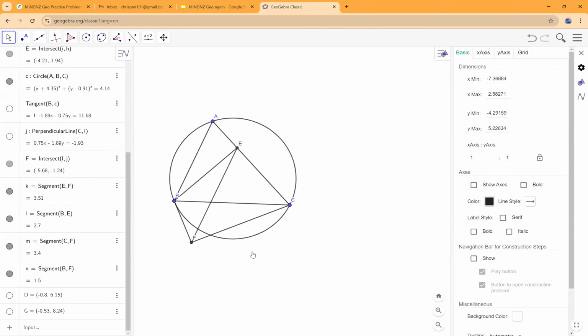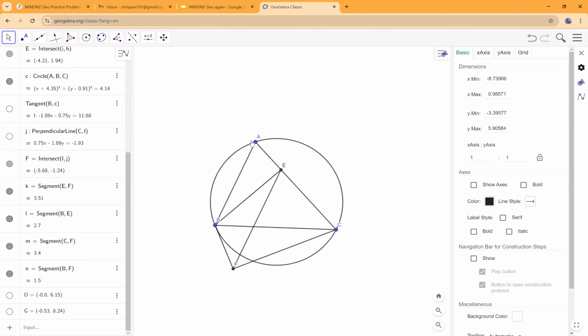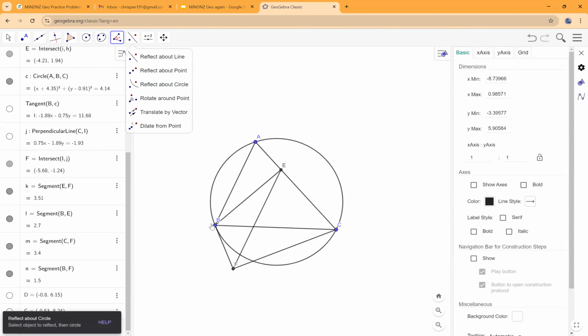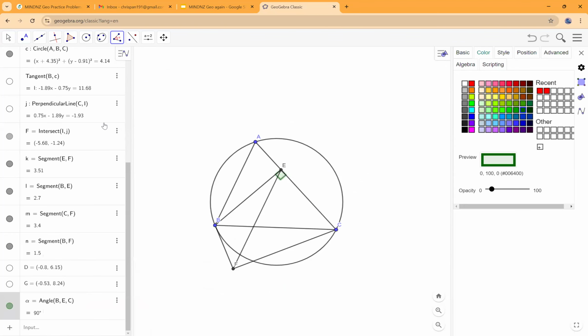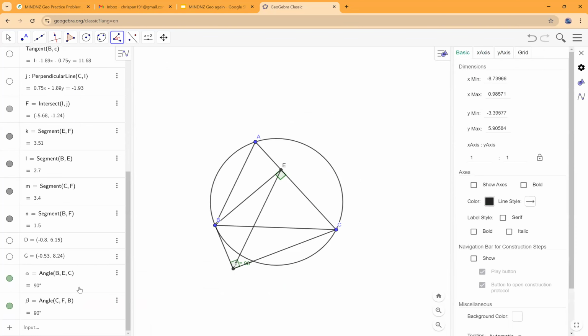Okay, so getting back to the problem, the way it's defined is we have a triangle ABC, and we have this point E, such that BEC is 9 degrees. So it's defined to be 9 degrees. We have this line BF such that BF is tangent to the circle ABC.